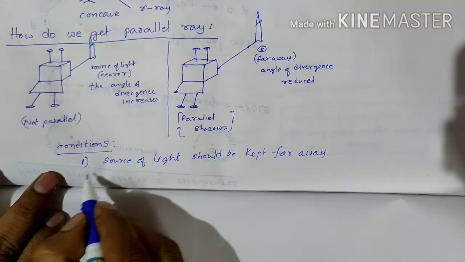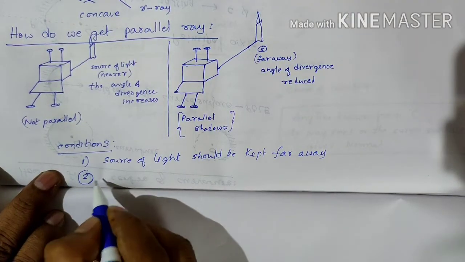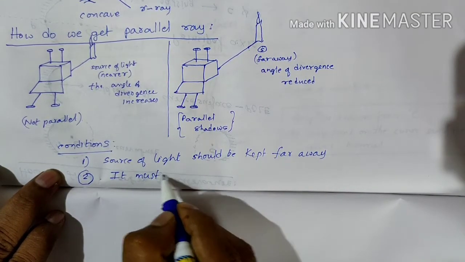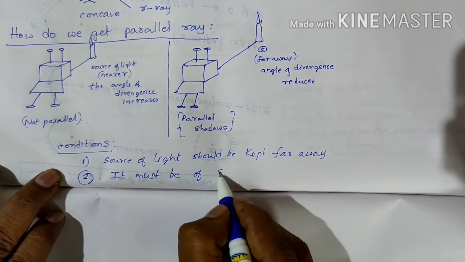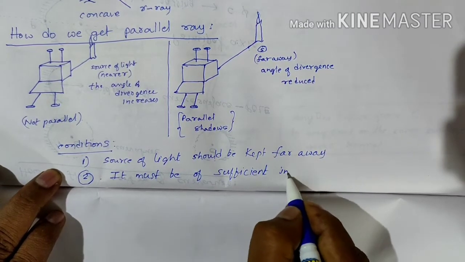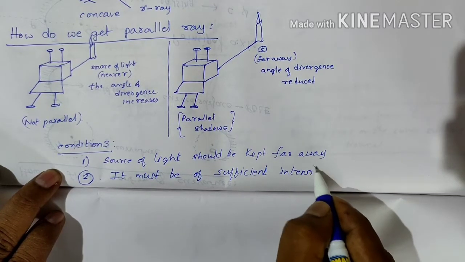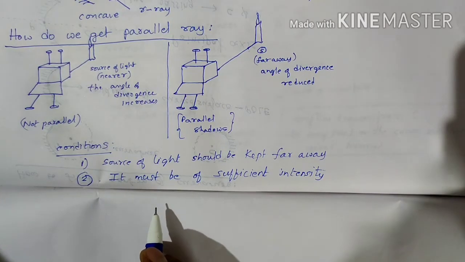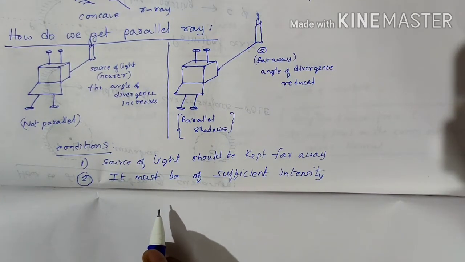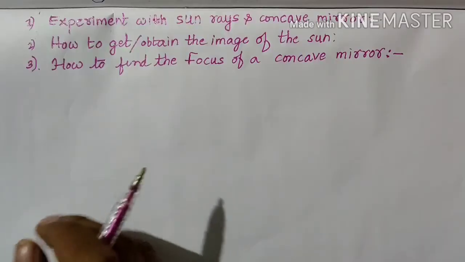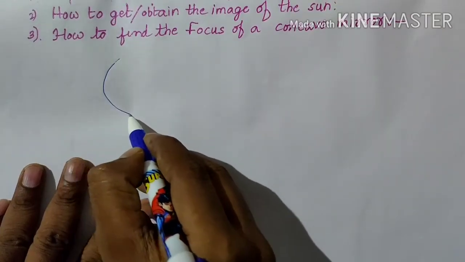The source of light must also be of sufficient intensity. In this way we get parallel rays, and in this way we get parallel shadows like this.